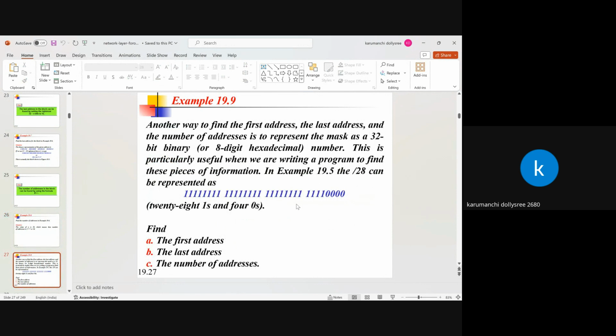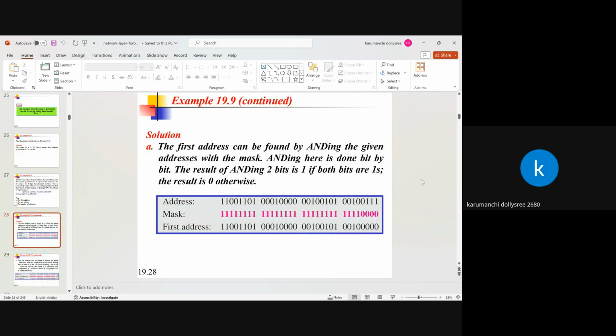Another way to find the first address and last address: we take the number of addresses represented as a 32-bit binary. If they are given in binary notation and they have given the default mask as 28, we are going to do the ANDing operation with that particular mask, right? We have seen in our lab experiment 3, in IP addressing, we have done ANDing and ORing, right? Yes or no? You all know how to do ANDing and ORing, right?